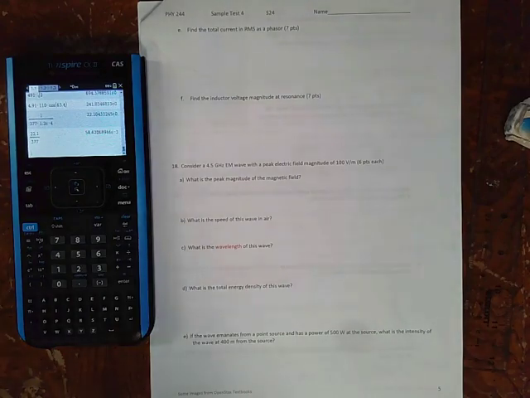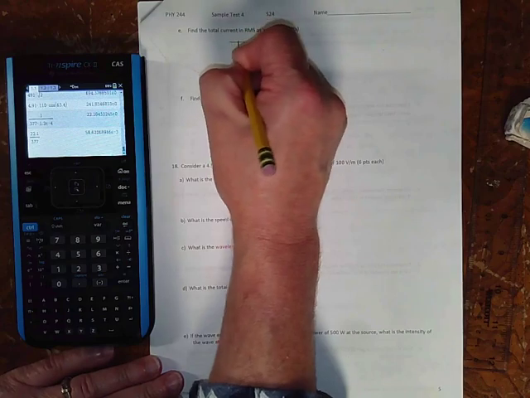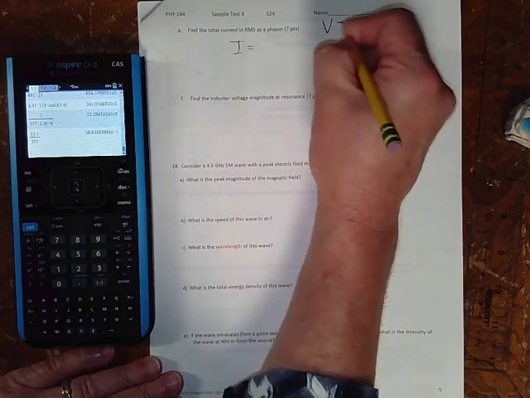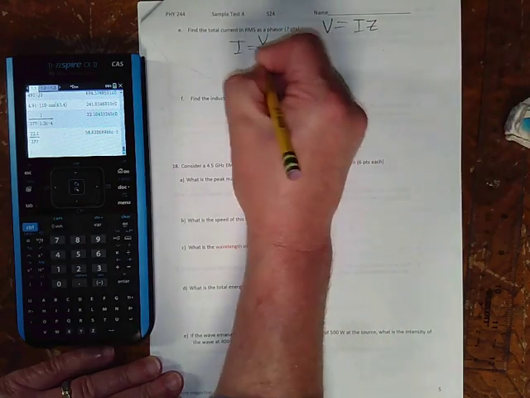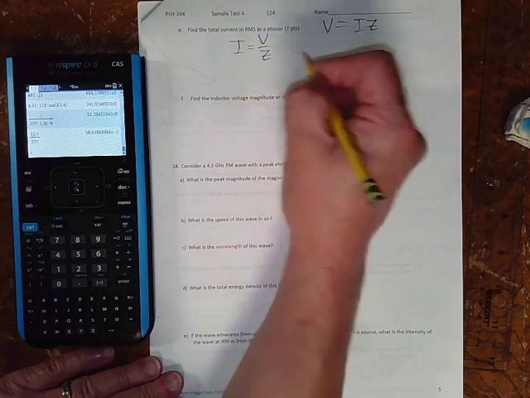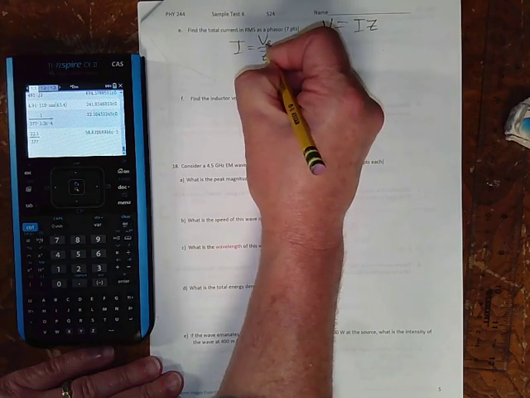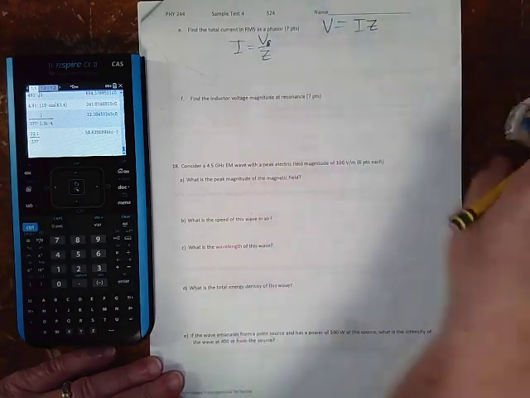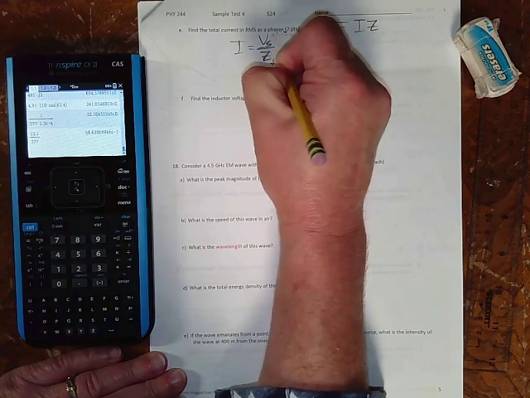Find the total current in RMS as a phasor. Remember we're going to do Ohm's law in AC, so I is V over Z. Again, I is the only current in the circuit. V, we want the total voltage across everything, so that would be the source voltage. And Z then is the total impedance.